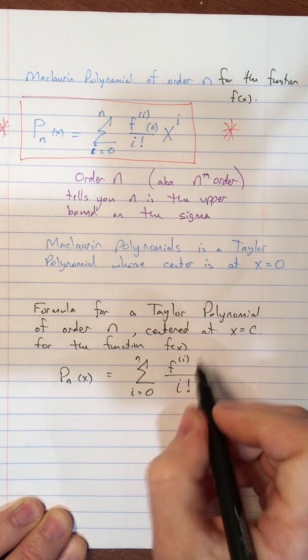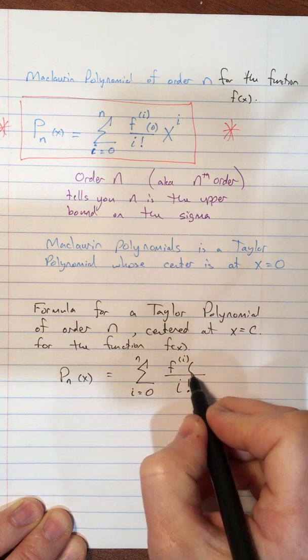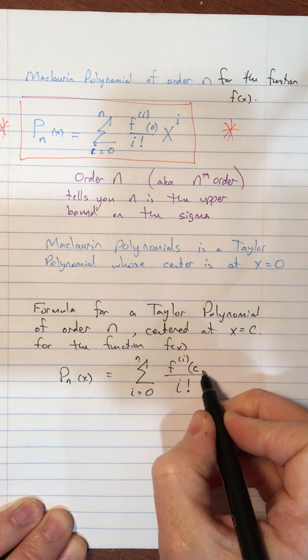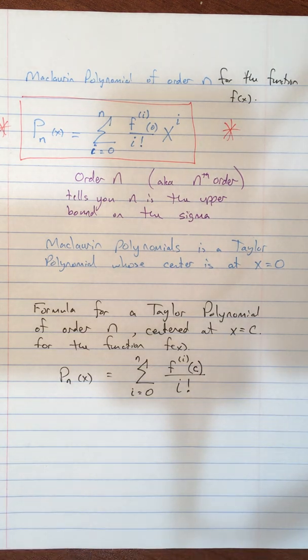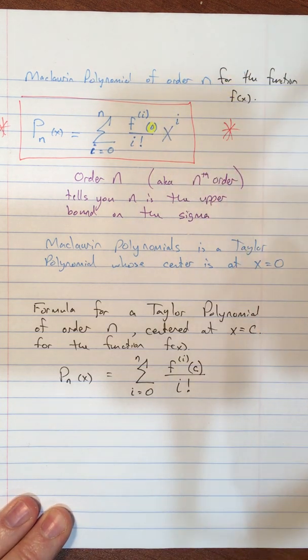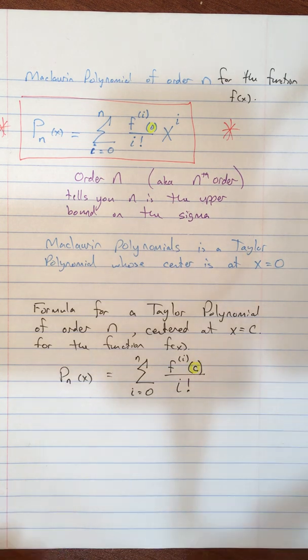The difference is now I'm not going to find the value of the slope at 0 anymore. I'm going to find the value of the slope and the function, the concavity and everything else at the center. So that's the first difference: in a Maclaurin polynomial, I'm finding the value at 0, but in a Taylor polynomial, I'm finding the value at some other spot. It could be 0, right, because Maclaurin is just a special case. So it could be 0, but it could be anywhere.